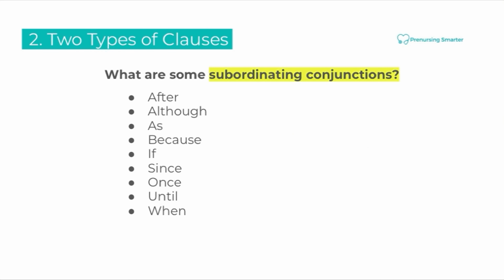Here are some examples of subordinating conjunctions. There's quite a few of them. These are some common ones. After, although, as, because, if, since, once, until, and when. Great to start memorizing these, getting familiar with them. Even if you don't know them all exactly by the time you take the TEAS, be aware that some words like this might be a subordinating conjunction. I might need to go look for a dependent clause.